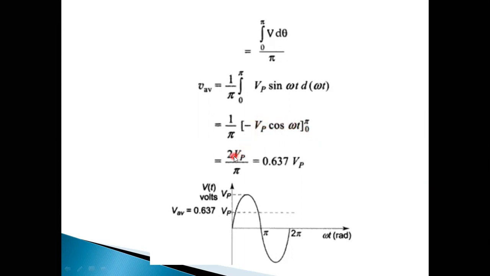We get 2 Vp by pi as the average value of a periodic waveform, or sinusoidal waveform. This is the average value, but try to remember, in order to calculate average values, you have to consider the time period here as only pi.